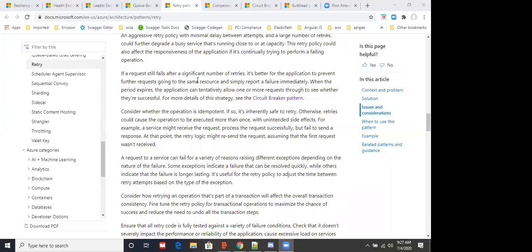If a request still fails after a significant number of retries, it's better to fail that request and try to use a circuit breaker. We'll get into the circuit breaker, what it is.